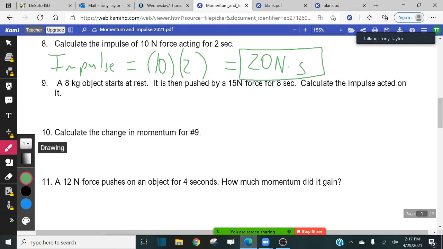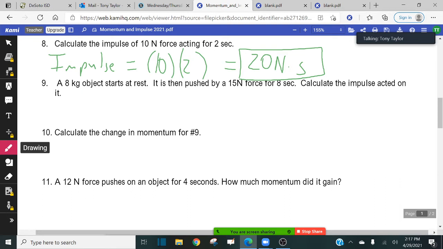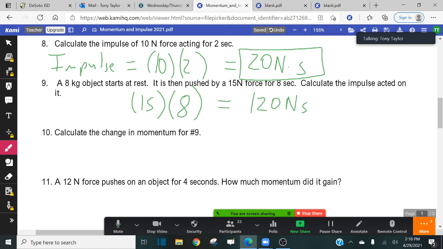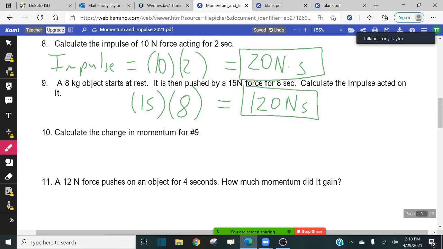Okay, this is easy here. What is the impulse acting on the object? Well, we know what impulse is. Impulse is force, in this case 15, multiplied by the time interval, which in this case is 8. So 15 times 8 is equal to 120 Newton seconds. Let me make sure I said it right. Yeah, so 120 Newton seconds. Okay, so that's our answer for number 9. So as long as we know the force and we know the time, we can easily calculate the impulse.